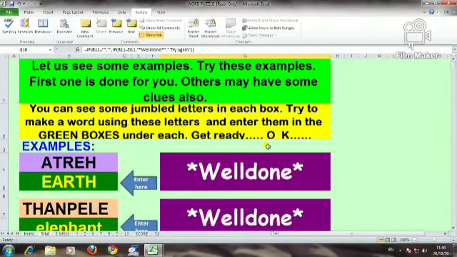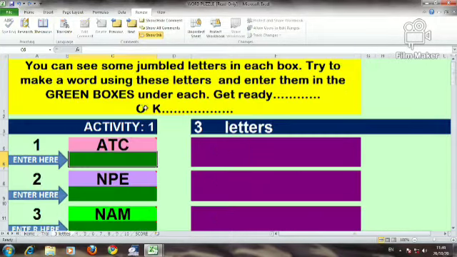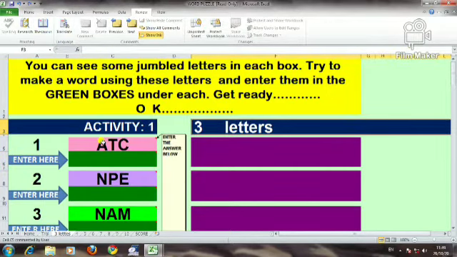Okay, see, from here onwards our activity is beginning. See, activity 1, 3 letters. You can see 3 letters here. You can see some jumbled letters in each box. Try to make a word using these letters and enter them in the green boxes under each. Get ready. Okay, that's the instruction given. Now you are going to answer this.